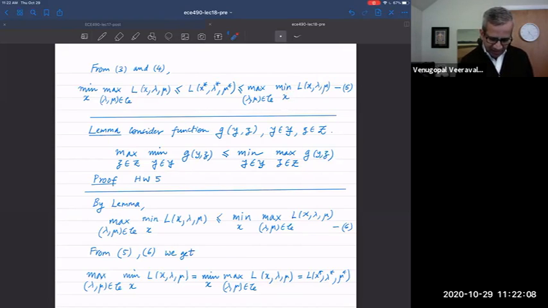So by the lemma, we have that the max over lambda, mu belonging to C, min over x of this is less than or equal to the min max of L of x, lambda, mu. If we compare equations 5 and 6, what we have basically shown is that the left-hand side has to equal the right-hand side. And this value gets sandwiched in between, so it has to equal this value as well.